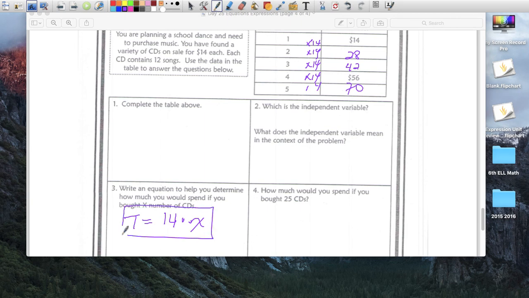So there's my equation. How much would you spend if you bought 25 CDs? Well, the total equals $14 times 25 CDs, and that is a lot of money. $350 in CDs. Wow. Your total is $350.